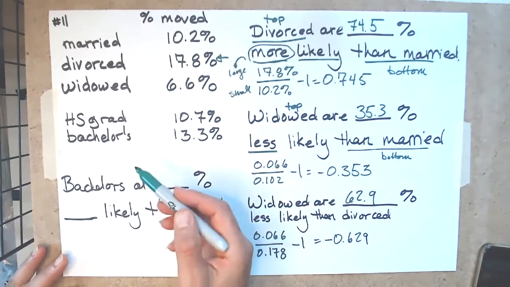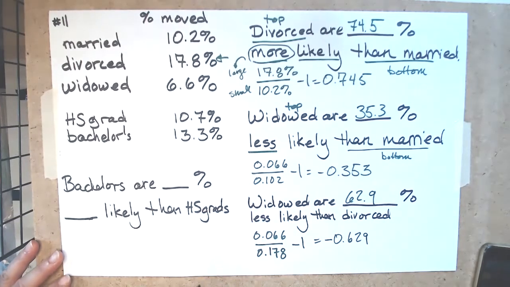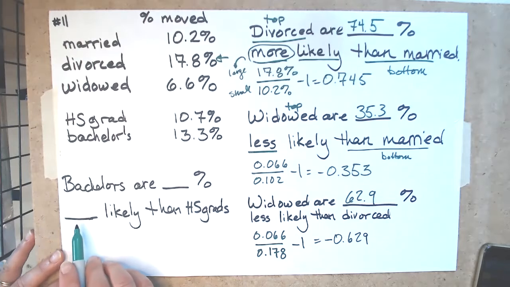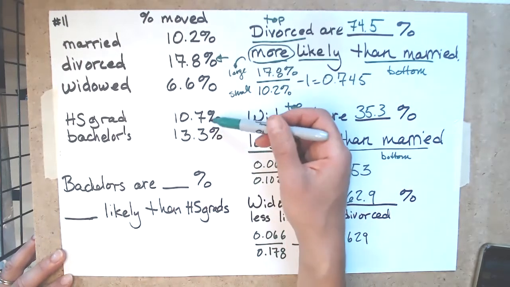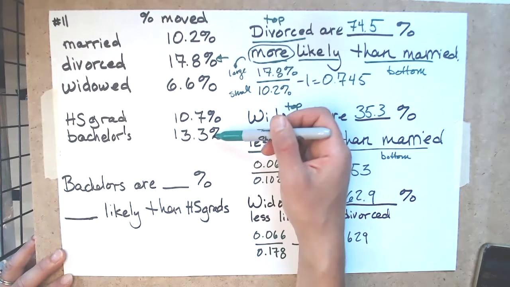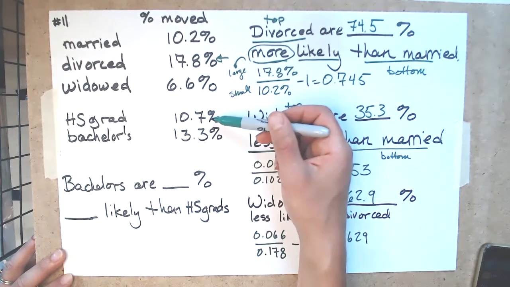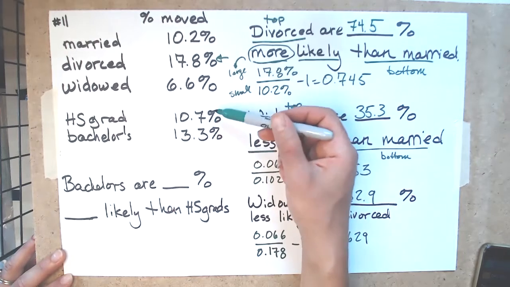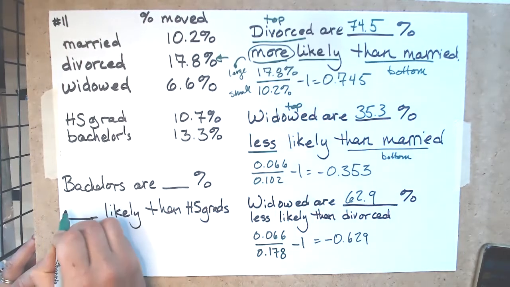And then we have this question about people with a bachelor's degree and people with a high school grad, where you need to figure out whether it's more or less likely, as well as fill in the number. And we look at this and we see 13.3% of people with a bachelor's degree moved, but only 10.7% of high school graduates. So that tells us that the people with a bachelor's were more likely to move. So that's a more there.